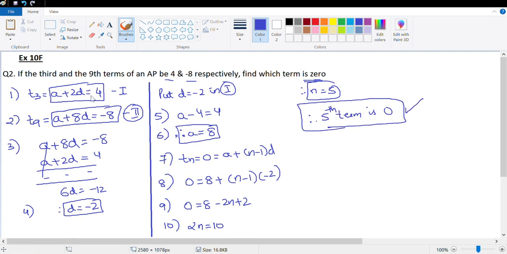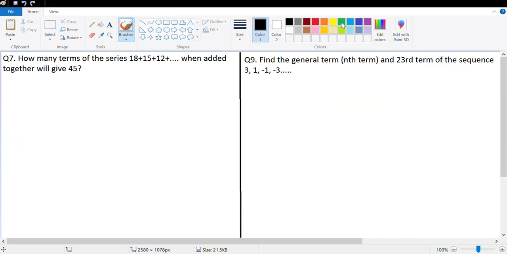The next question that we have is question number 7. It says, how many terms of this series when added together will give us 45? So let's figure out what information we have. The first term is 18. A is equal to 18. Let's find out the common difference. So the common difference will be the second term, in this case 15, minus the first term, that's 18. So this is negative 3.